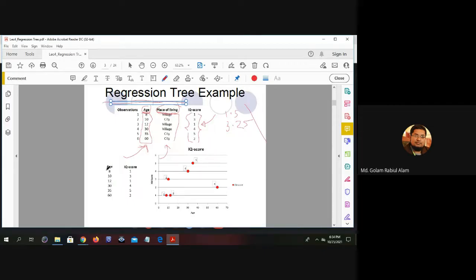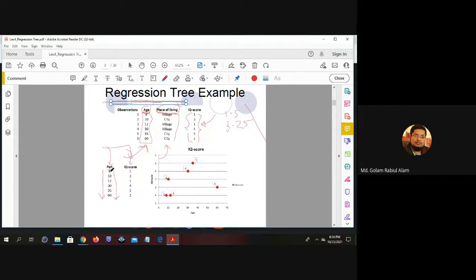Okay, what should we do? Here we have to take the age and the IQ score, that means one independent variable and one dependent variable. Now what we have to do is sort the IQ score with respect to the age. Sorry, we have to sort the age and also the corresponding IQ score. So we have to sort the age in ascending order.